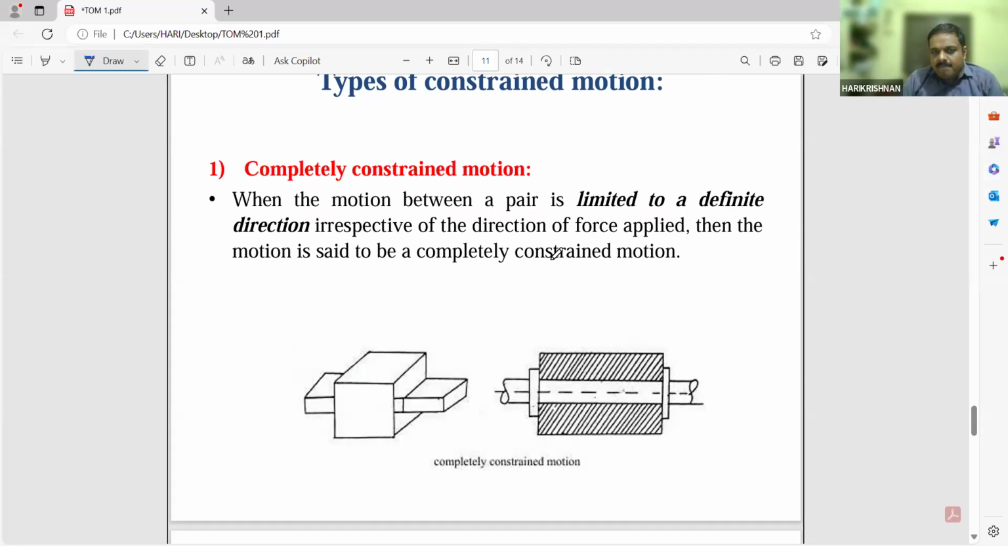So what do I mean by completely constrained motion? When the motion between a pair is limited to a definite direction, irrespective of the direction of force applied, then the motion is said to be completely constrained motion. So you may see the specialty over here.